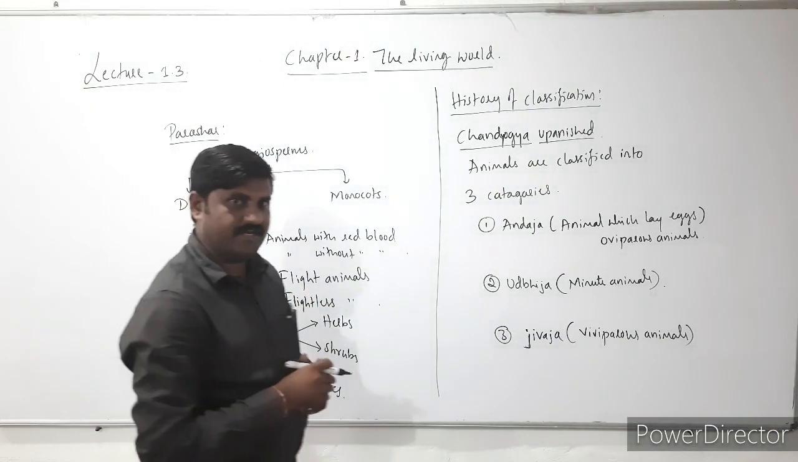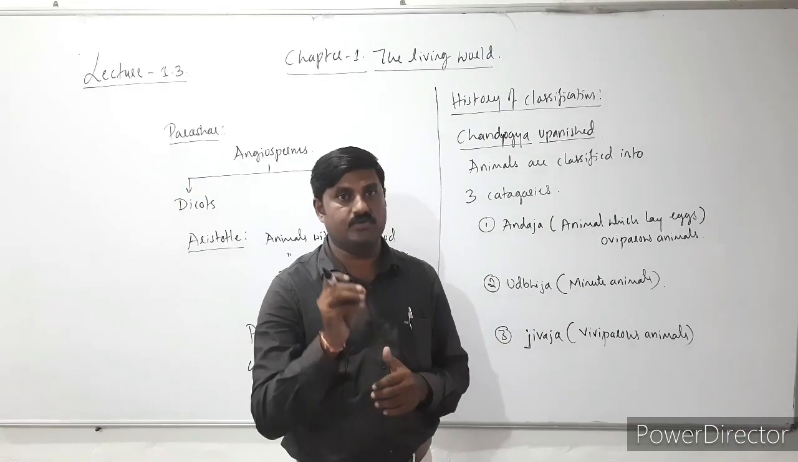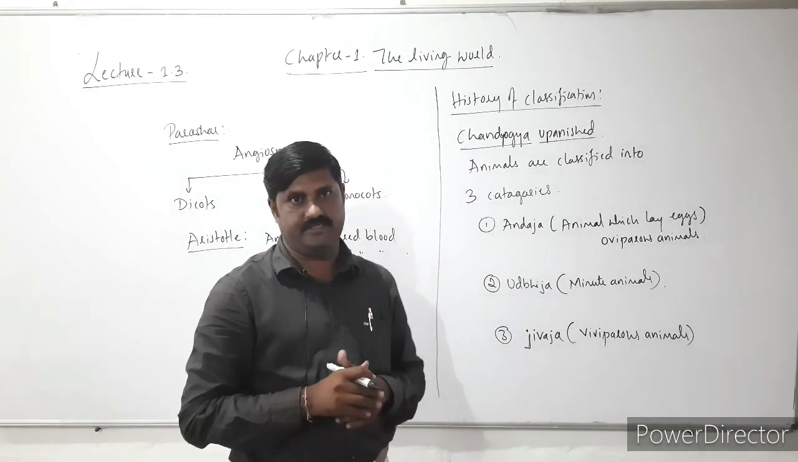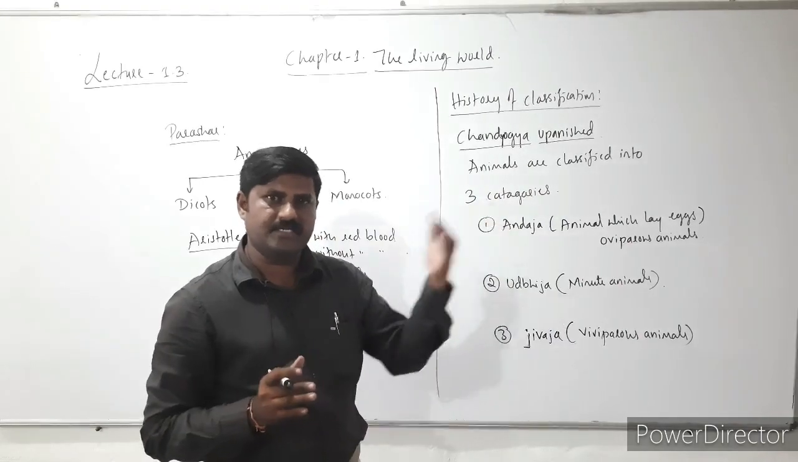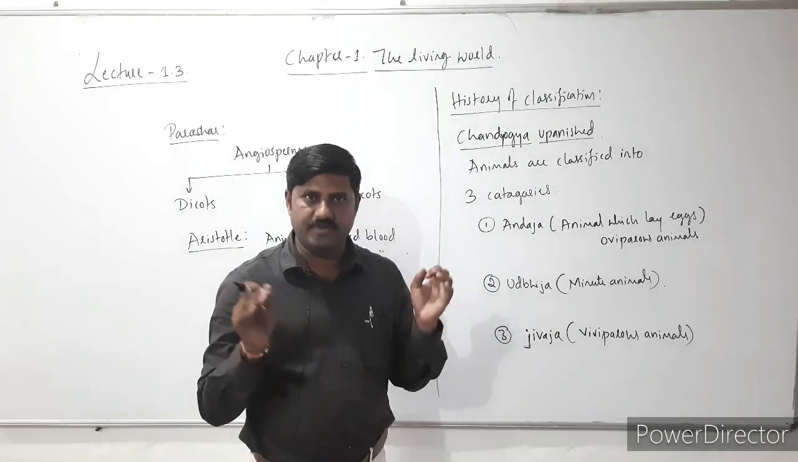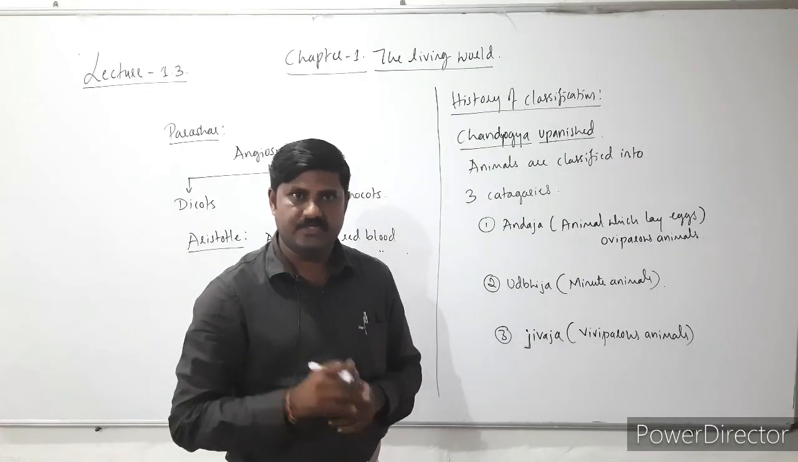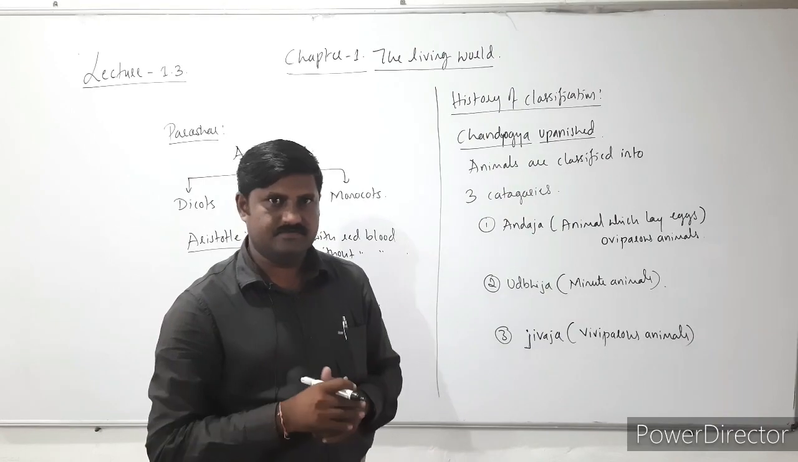And later, after him, John Ray is the name of the scientist, the one who gave the concept of a species. This is how the history says the classification of these organisms has been done. The next part of the video we will see in the next class.